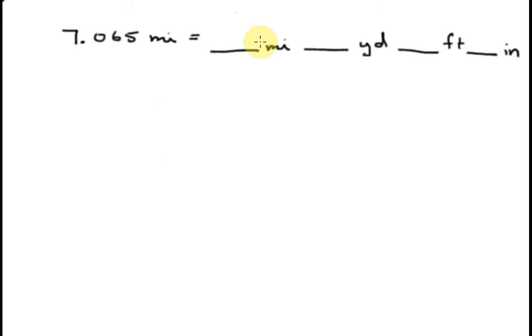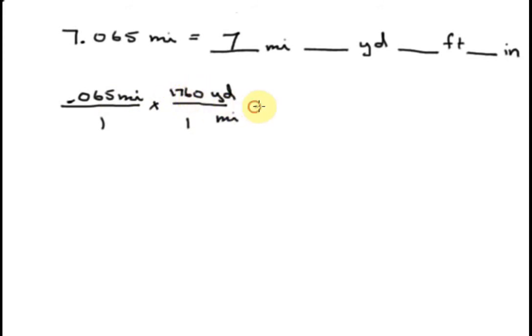Well, first of all, the easy one here is I know this is going to be 7 miles, right? Because it's 7 and a bit miles, so I know it's 7 miles. I just got to figure out the rest of these bits. So what I'm going to do is take the decimal part, 0.065 miles, and see, well, how many yards is that? So I'm going to do my conversion factor to get out of miles and into yards. Now we would look that one up. 1 mile is the equivalent of 1760 yards. So this would get me out of miles and into yards.